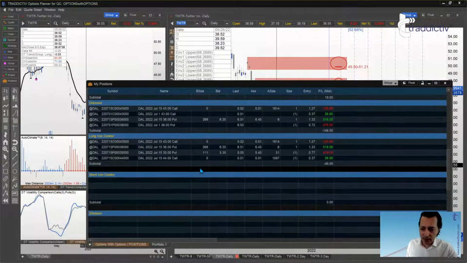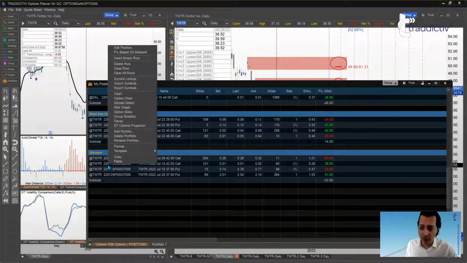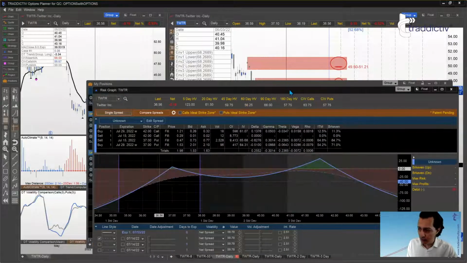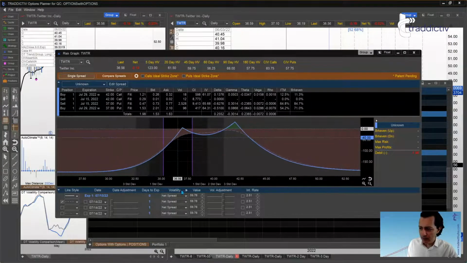But again, worst case, this trade is just going to experience, I would say, a proper roll. That would be my expectation. That would be the worst case scenario. So where are we at? We are here.